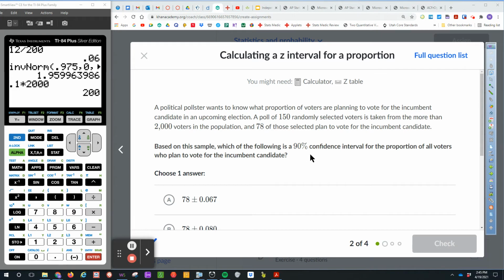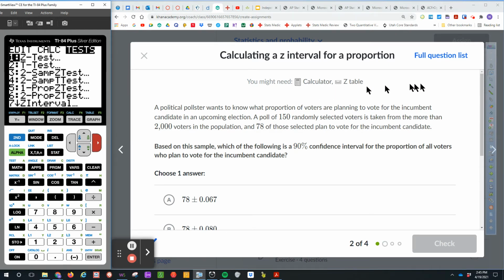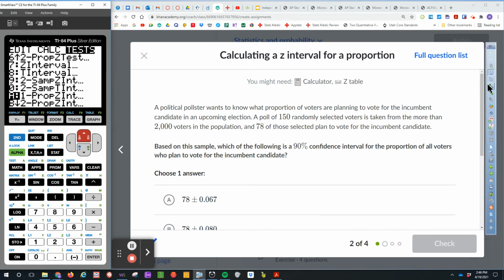Now, I can do a long way to solve this, but instead, I'll do a quicker way. So let's clear the screen. Now, if you go to stat, this is a function on the stats calculator that you can use to find confidence interval. And then you go to test, okay? And from the test, because this is a z interval and you're using one proportion, we are going to one sample proportion z interval. Okay? We're using one proportion z interval.